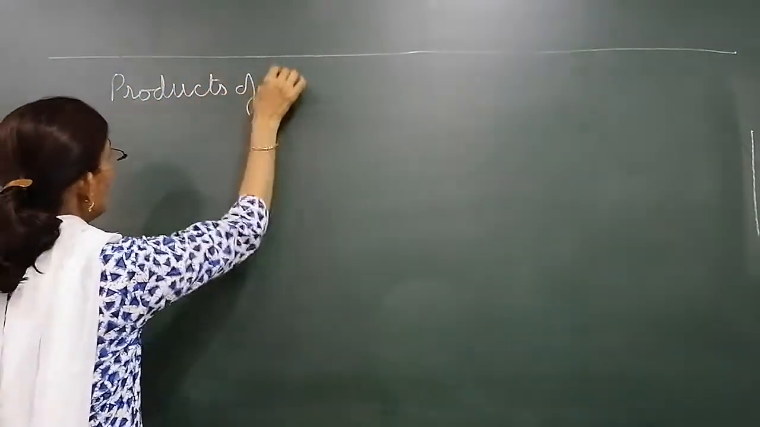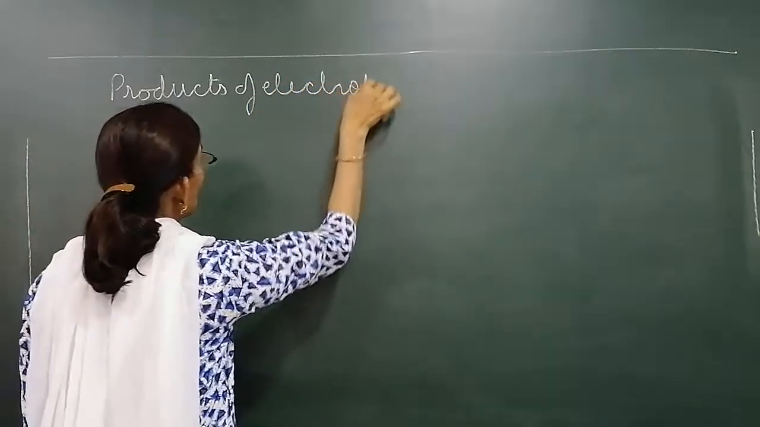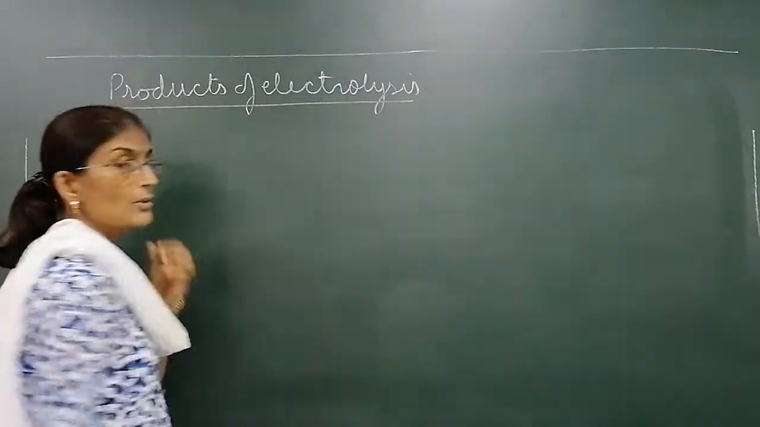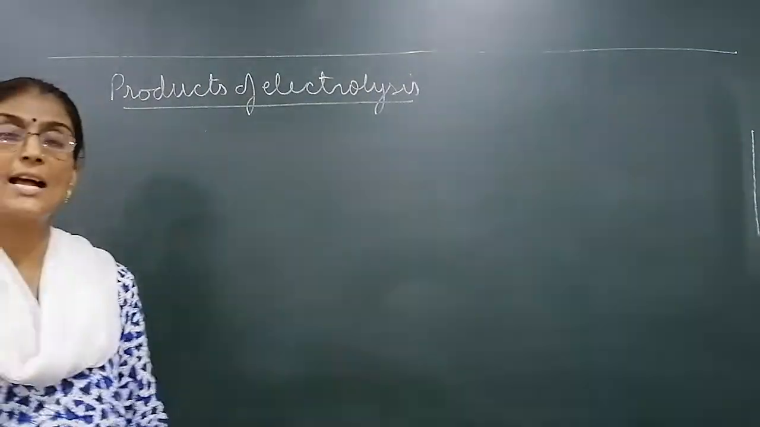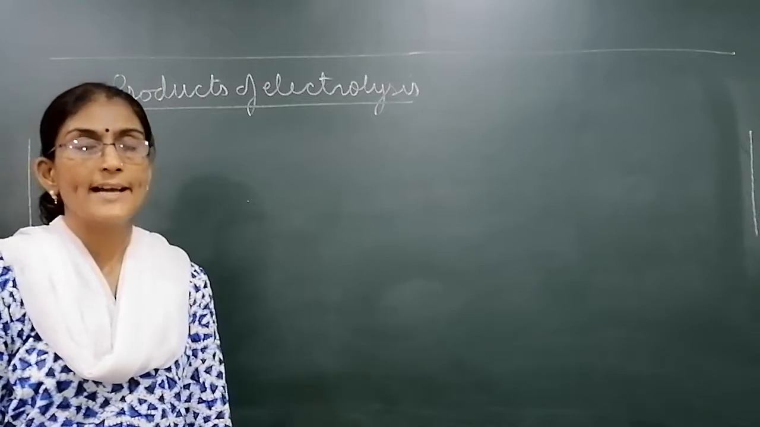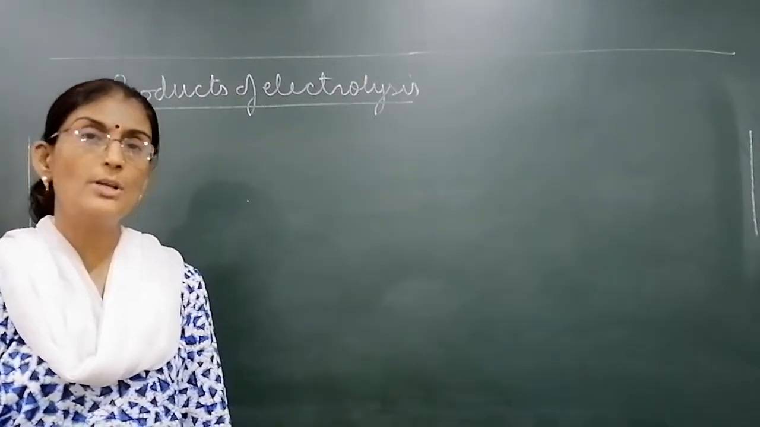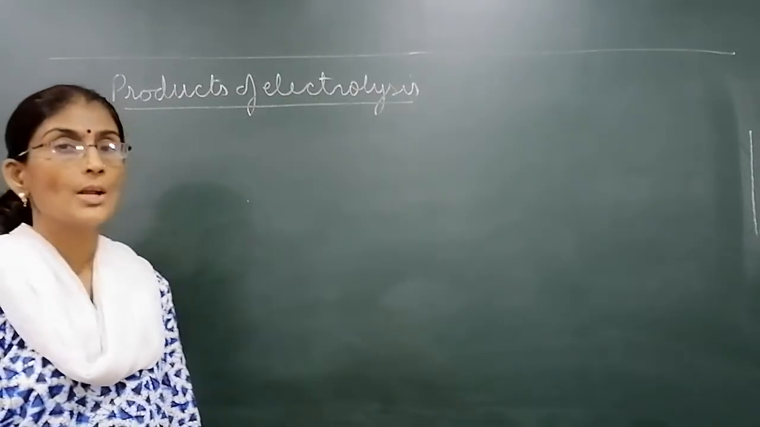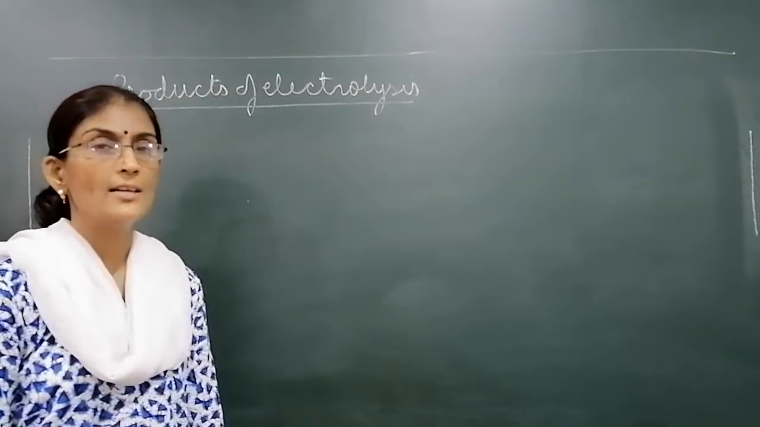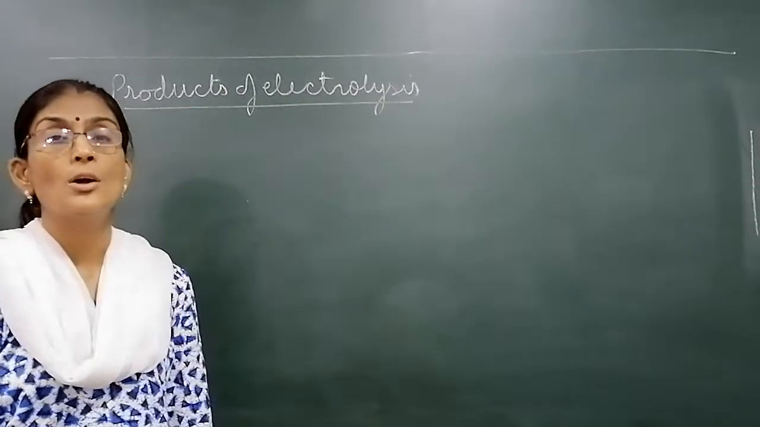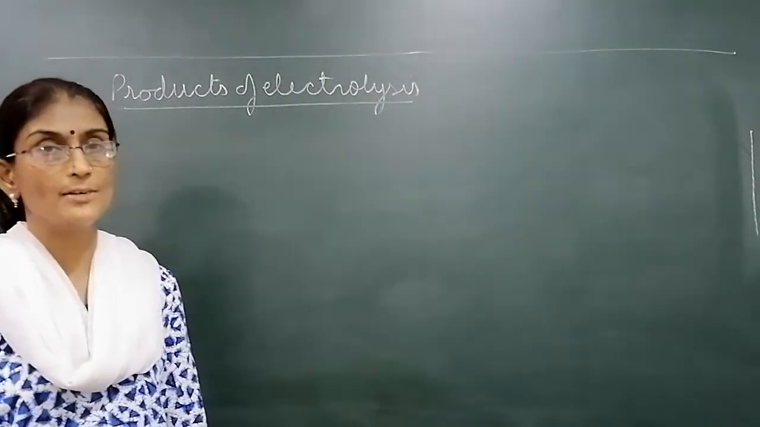Products of electrolysis. Products of electrolysis depends on 3-4 factors I told you in last lecture. First is concentration of solution, second is nature of electrode, and third is electrode potential. First we are studying how the product of electrolysis depends on concentration of solution.